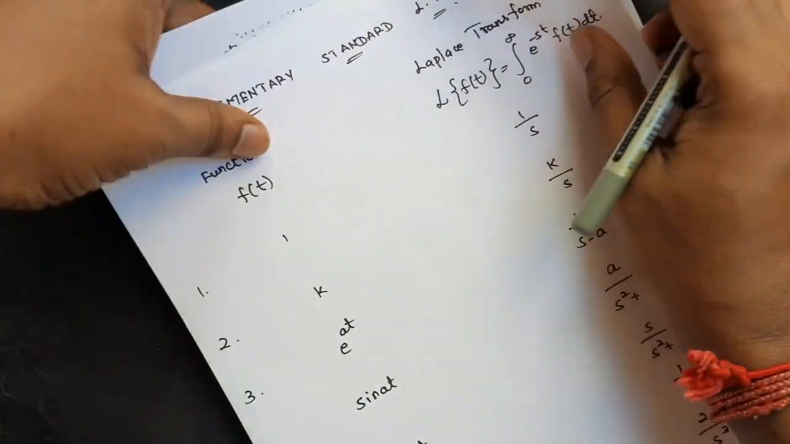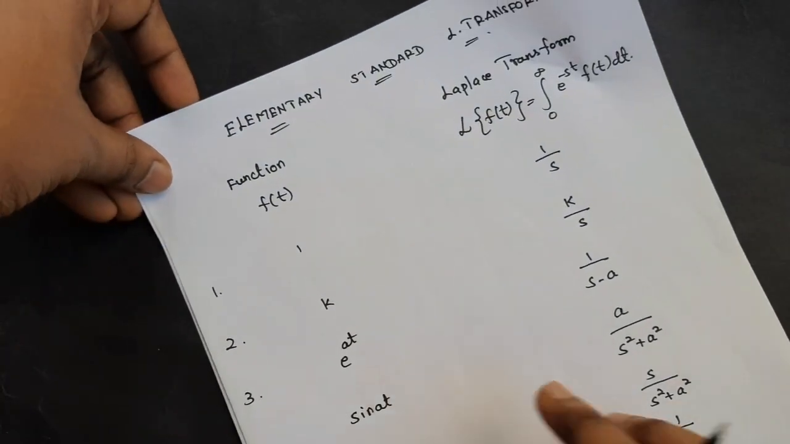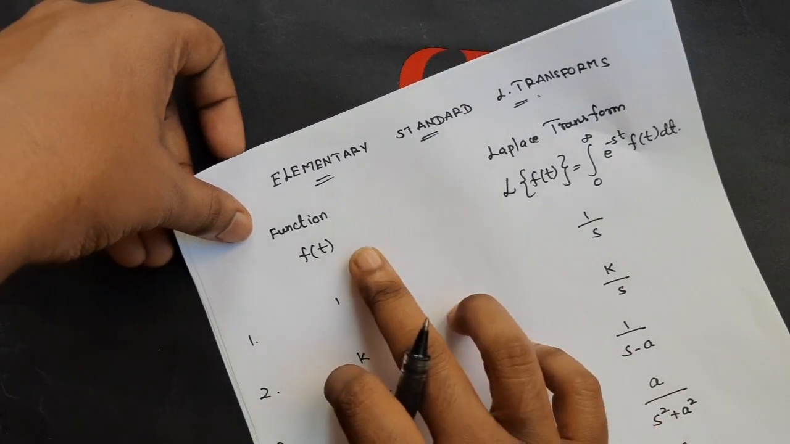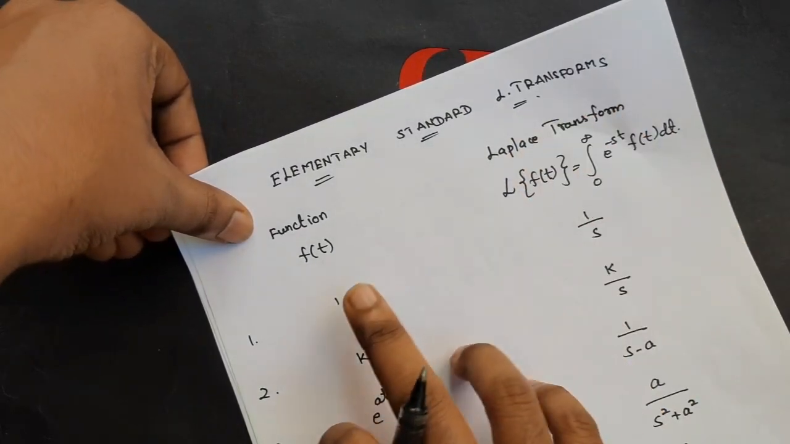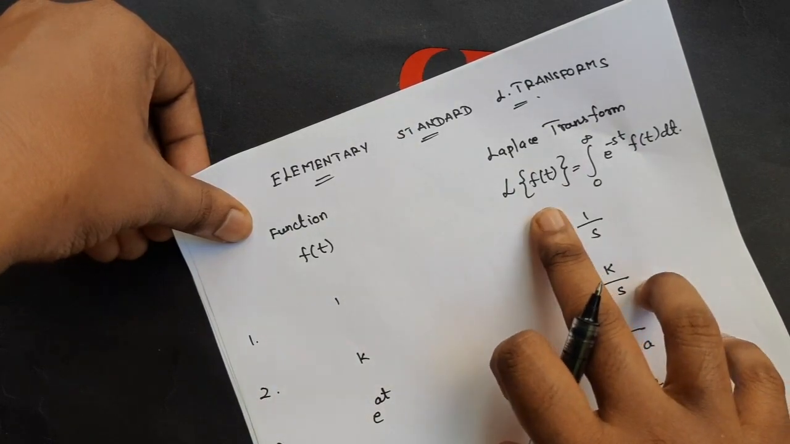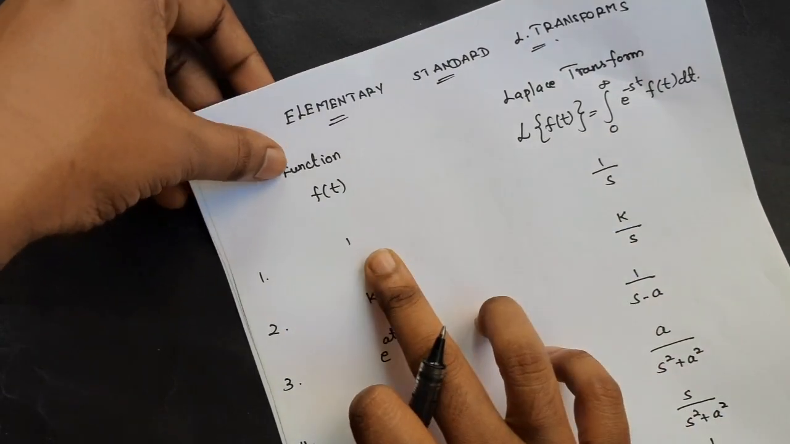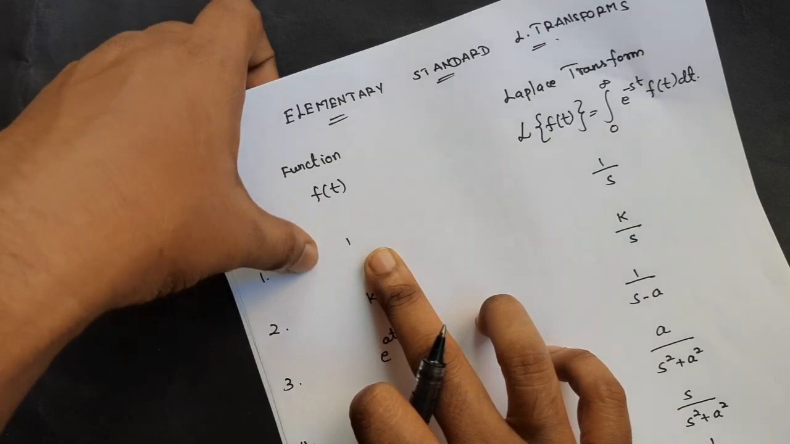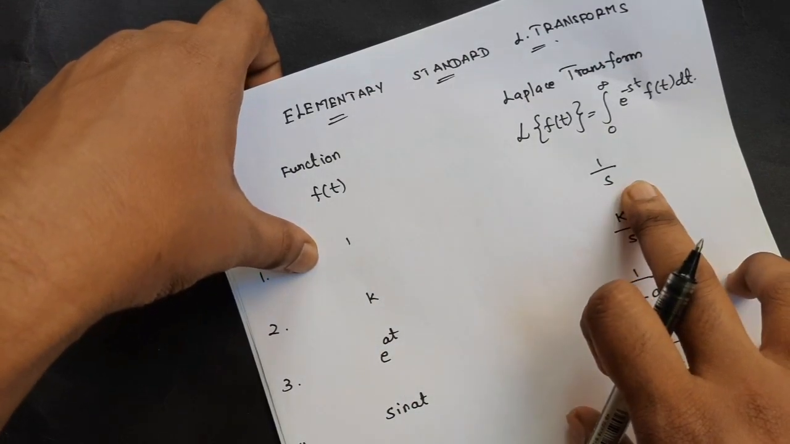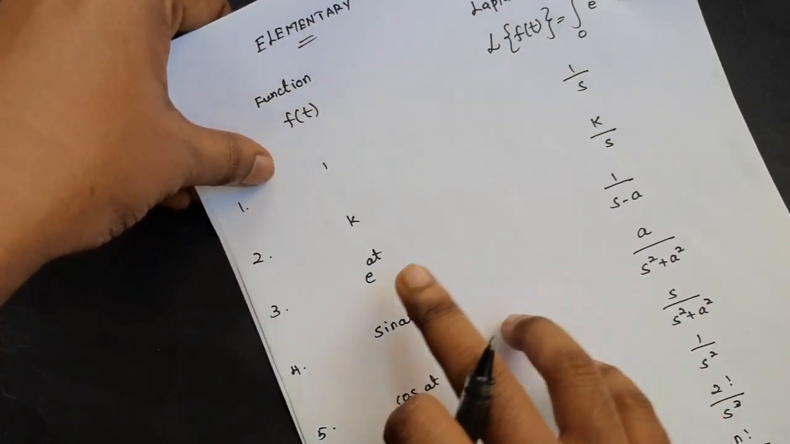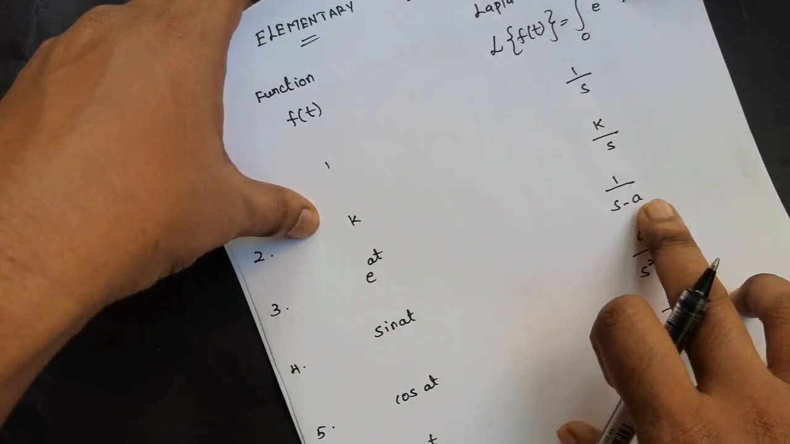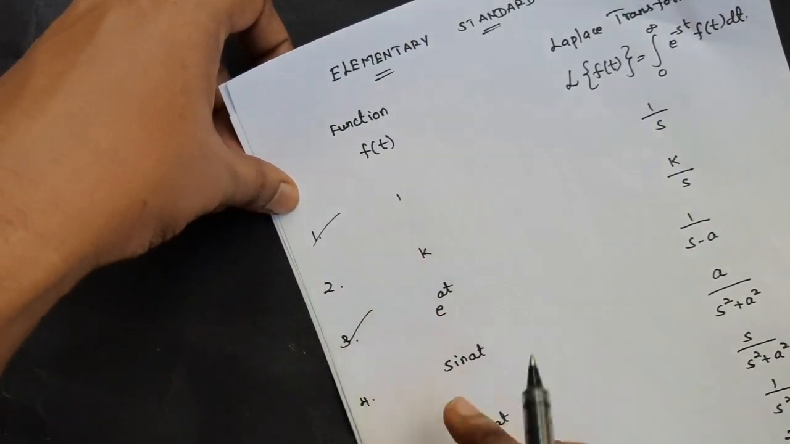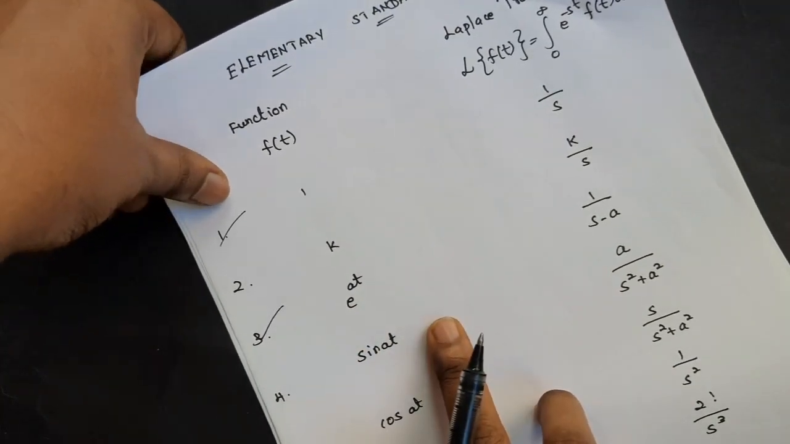Okay, so if I apply all those things, I will get formulas like this. So, elementary standard Laplace transforms. This is the L of f of t formula. If I take f of t as 1, the Laplace transform is 1 by s. If I take k, it's k by s. It's e power at means 1 by s minus a. This thing we already solved in this video.